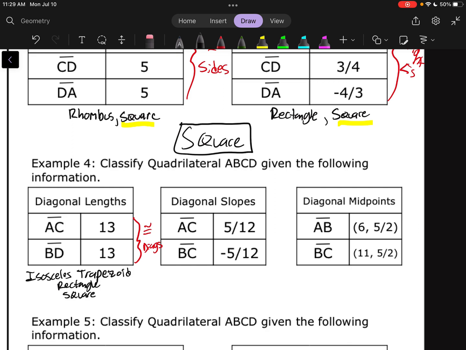Now looking at the slopes of the diagonals, we can see that they're opposites, but they're not opposite reciprocals, right? So out of those options that we just listed, we do not have right angles.